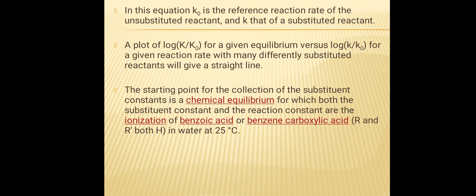When we plot the log of k upon k0 for a given equilibrium versus the log of k upon k0 for a given reaction rate with many differently substituted reactants, it will give a straight line. The starting point for the collection of the substituent constant is a chemical equation for which both the substituent constant and the reaction constant are defined: the ionization of benzoic acid or benzene carboxylic acid.